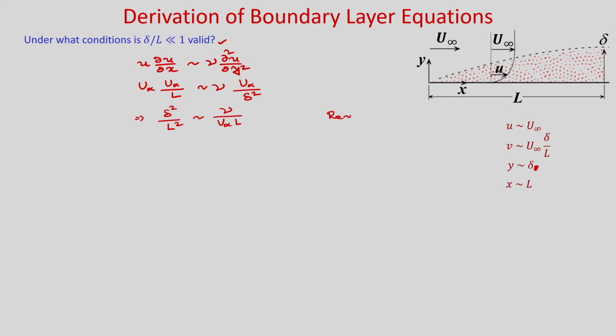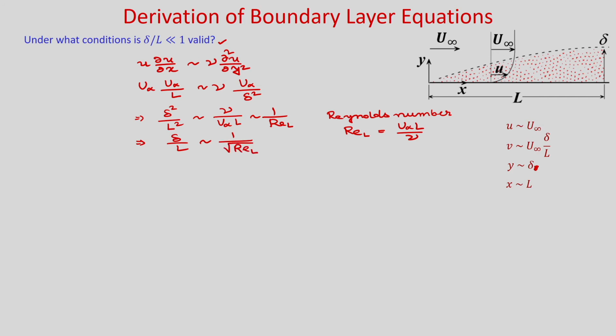We can define the Reynolds number based on free stream velocity u infinity and plate length L, so Re L is equal to u infinity L by nu. So, you can see from here it will be 1 by Re L, and delta by L will be of the order of root Re L inverse.